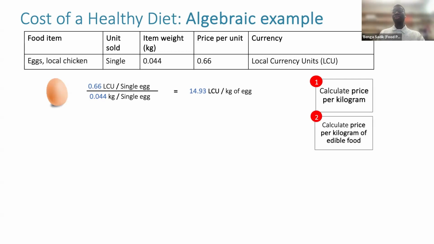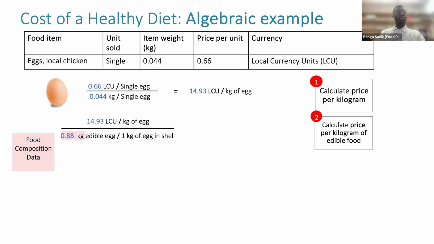Then step 2 is to calculate the price per kilogram of the edible portion of eggs. Remember, we don't consume the entire egg with the shell. We have to remove the shell and then consume just the egg. So we get the information about the edible portion of egg from the food composition data, which is in the food item information database.